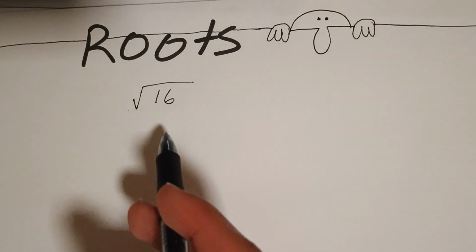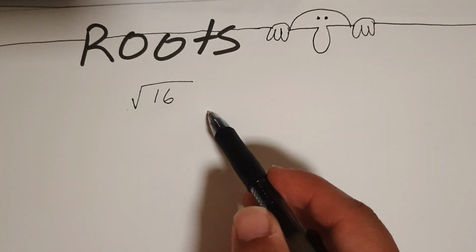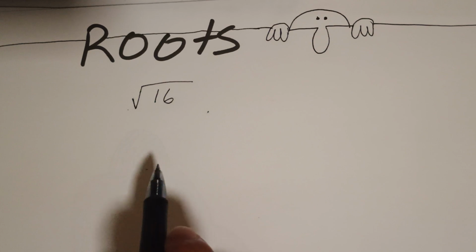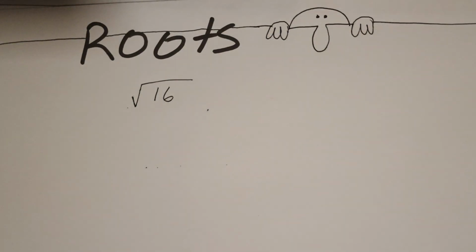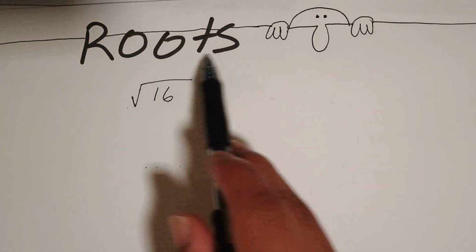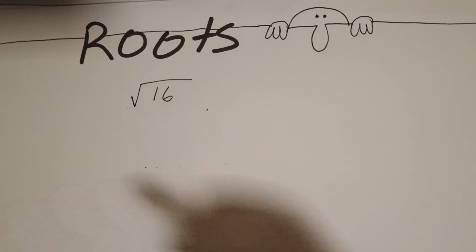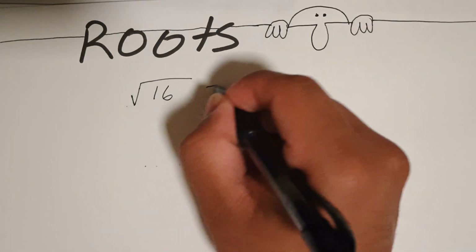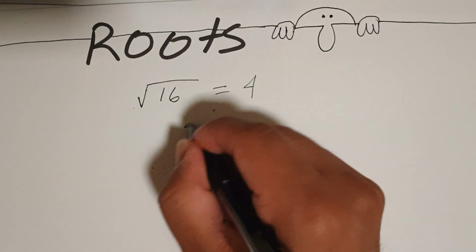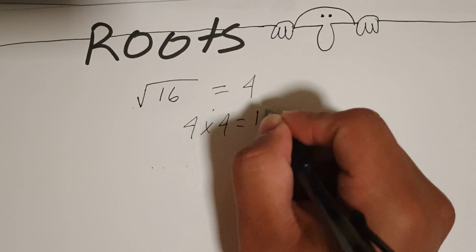So, when we're finding a square root, essentially all we're going to do is look for a number that when you multiply it by itself two times, you'll get this number on the inside, right? That's why this is called a square root, right? Because we're finding a number that can be squared that will give us this, right? That number is 4. If you do 4 times 4, you get 16.